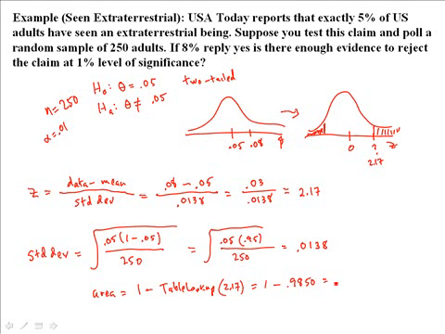Go ahead and subtract that and give me that area. We get 0.015. Okay, so that's the area of this right tail right here. So let's write down our p-value. The p-value is going to be 2 times that because it's this tail over here as well. So 2 times 0.015 is about 0.03. Okay, so that's our p-value.